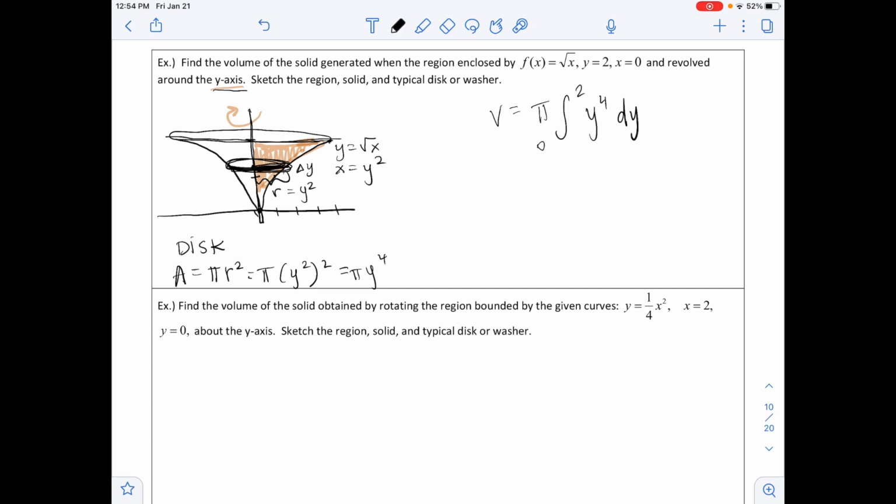And so integrating this, we still have a pi out in front, and then we have 1/5 y to the 5th, evaluated from y equals 0 to 2. So then substituting in our upper limit of integration, we have 2, minus 0 when we substitute in our lower limit of integration. Working this out, we get 2 to the 5th over 5 pi. So this works out to being 32 over 5 pi.